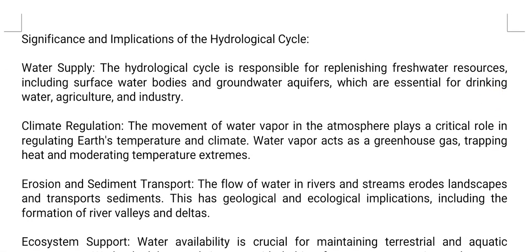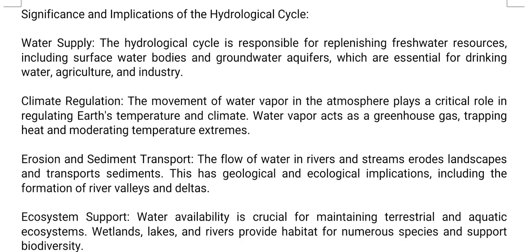Significance and implications of the hydrological cycle. Water supply. The hydrological cycle is responsible for replenishing freshwater sources, including surface water bodies and groundwater aquifers, which are essential for drinking water, agriculture, and industry. Then, climate regulation. The movement of water vapor in the atmosphere plays a critical role in regulating its temperature and climate. Water vapor acts as a greenhouse gas, trapping heat and moderating temperature extremes.